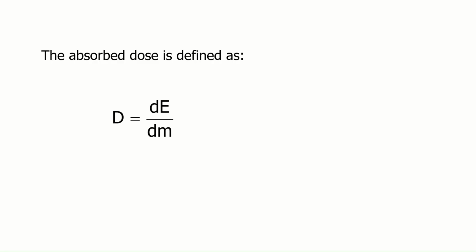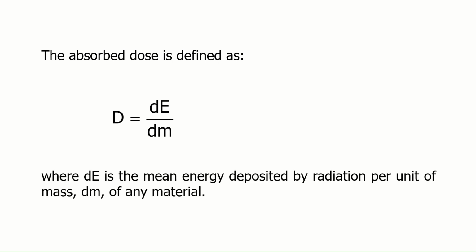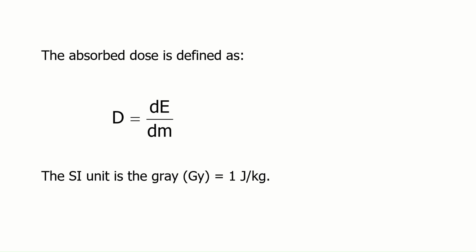The absorbed dose is defined as, where dE is the mean energy deposited by radiation per unit of mass, dm, of any material. The SI unit is the Gray, equal to 1 joule per kilogram.